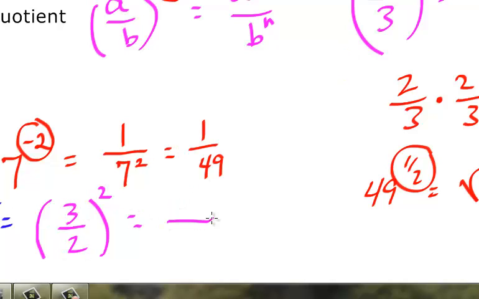So what's going to be on the top? 3 times 3, which is 9, and on the bottom 2 times 2, which is 4. And that, my friends, is the final answer.